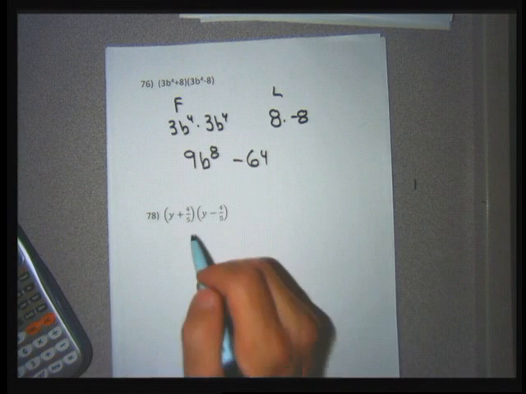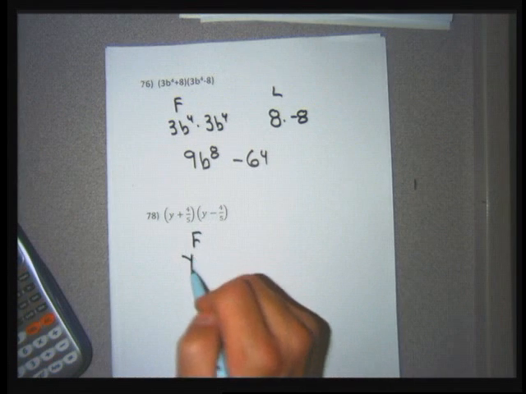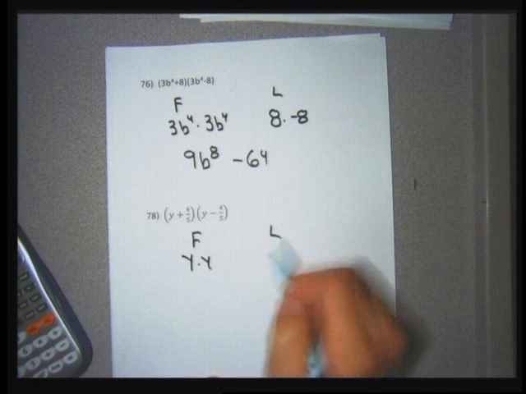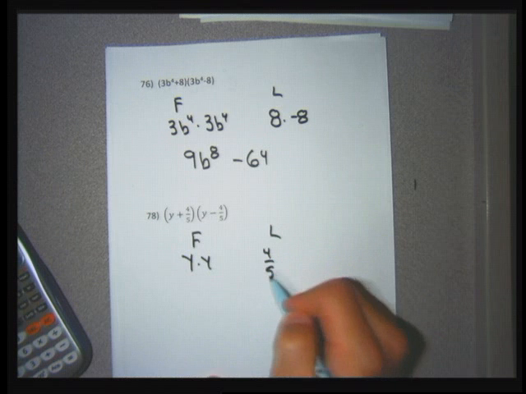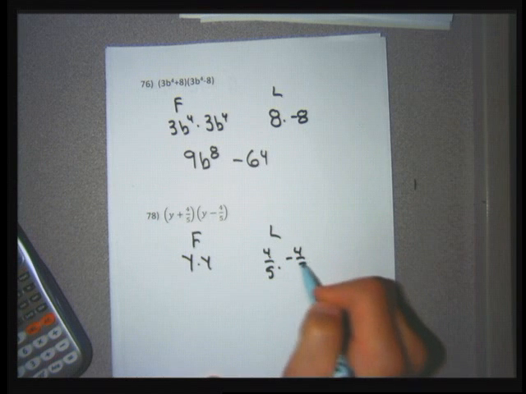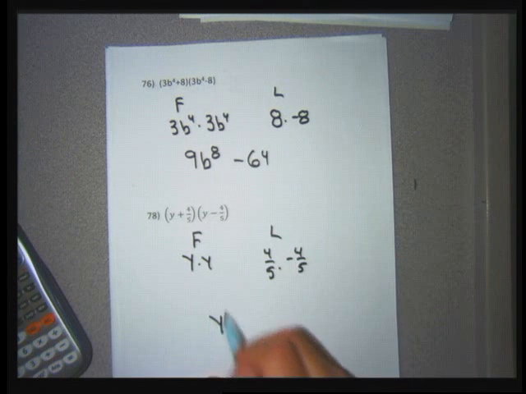78 is another conjugate pair, so I'm just going to do the first and the last. I'm going to multiply the y and the y, and the 4/5 times negative 4/5. When I multiply the y and the y, I get y squared.